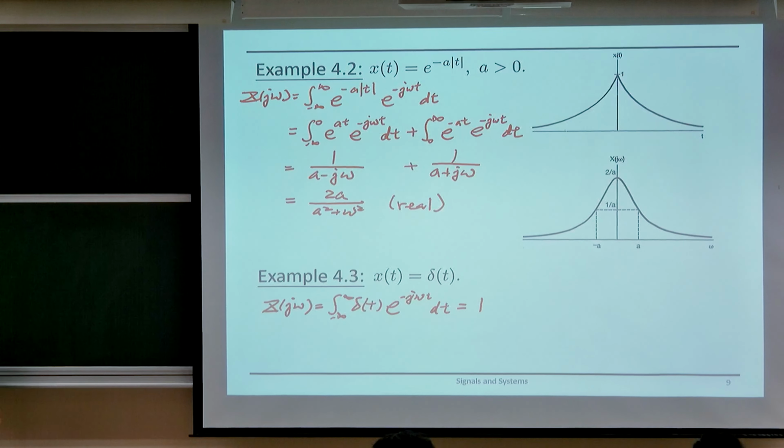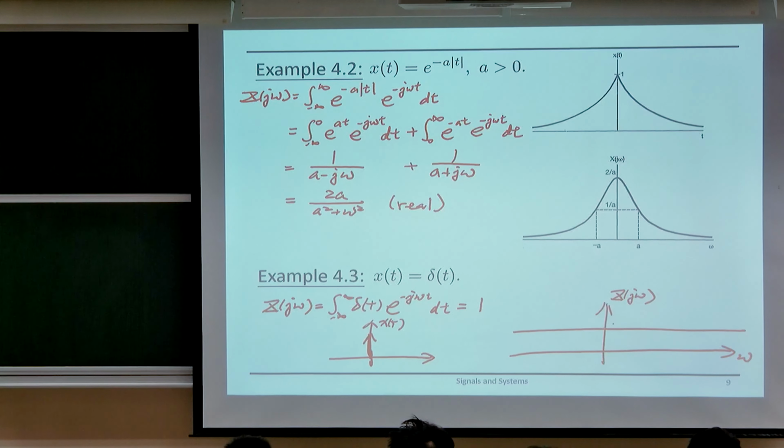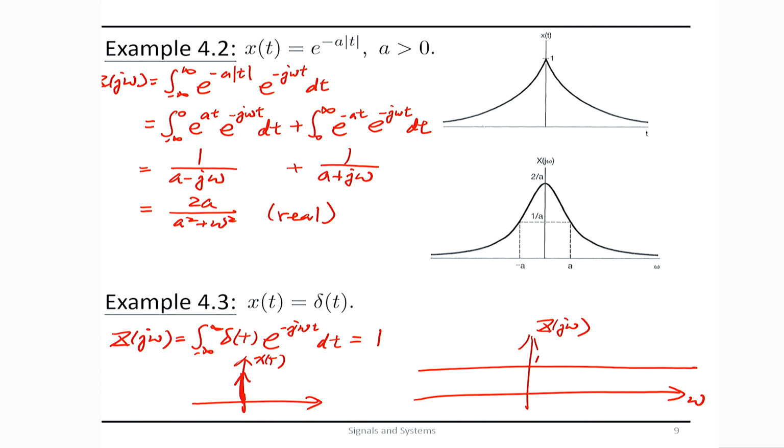So this is saying that if you have a delta function in time, then this corresponds to a spectrum that is a constant over all frequencies. All right. Now let's continue to look at some other examples.